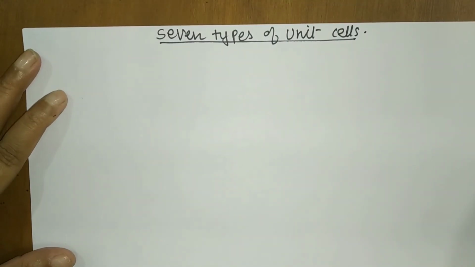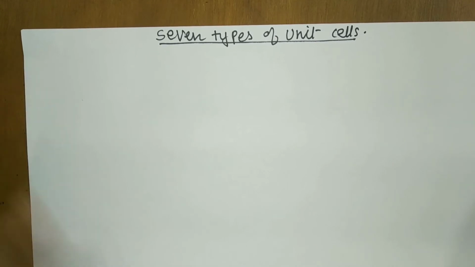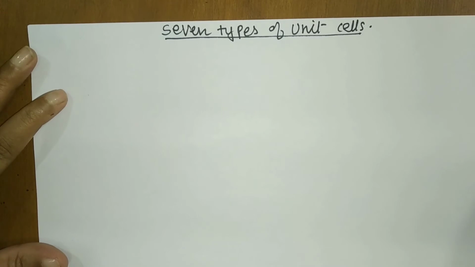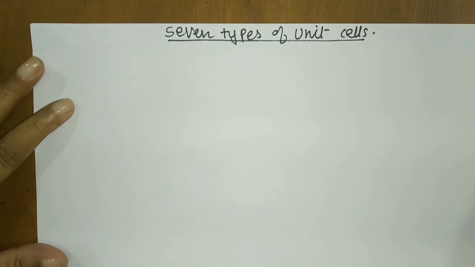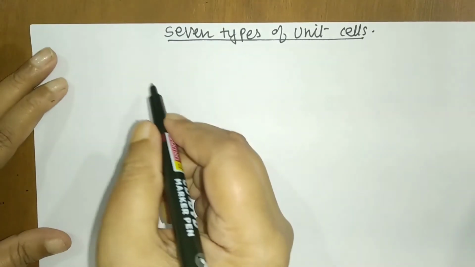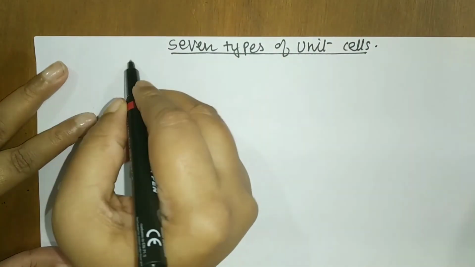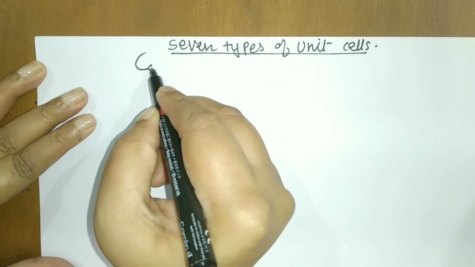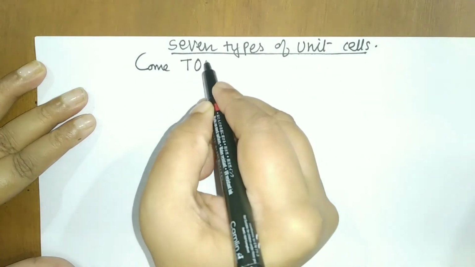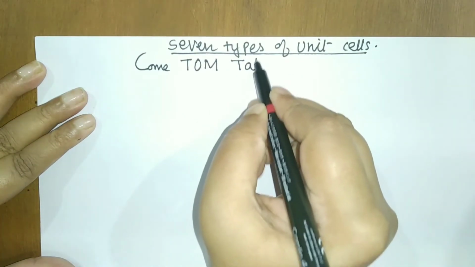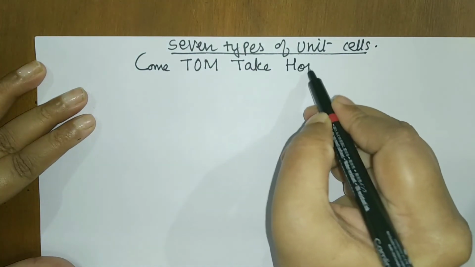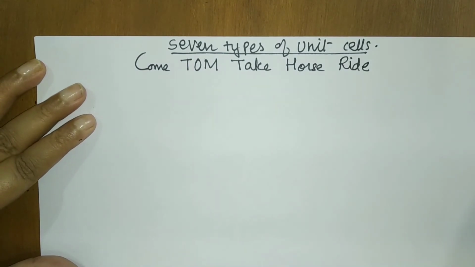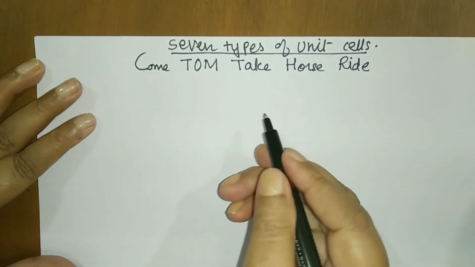Now students, let us understand the 7 types of the unit cell. Now here, to simplify those 14 lattices, we have some shortcut method to remember this. So let us see the statement I will be using. Only the capital letters I'll be using. The statement is: Come Tom, take horse ride. So this is a statement we'll be using.